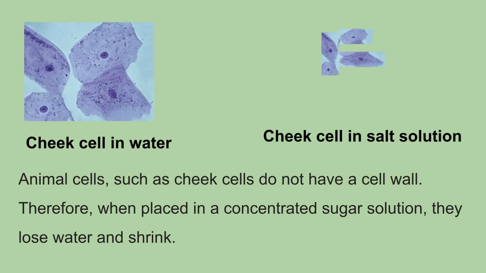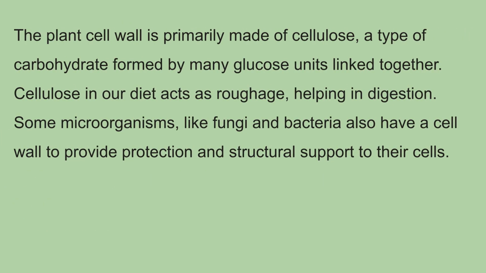Unlike plant cells, animal cells, such as cheek cells, lack a cell wall. Consequently, when placed in a concentrated sugar solution, they lose water and shrink completely. The plant cell wall is primarily composed of cellulose, a carbohydrate that aids in digestion as roughage. Microorganisms like fungi and bacteria also possess a cell wall for protection and structural support.